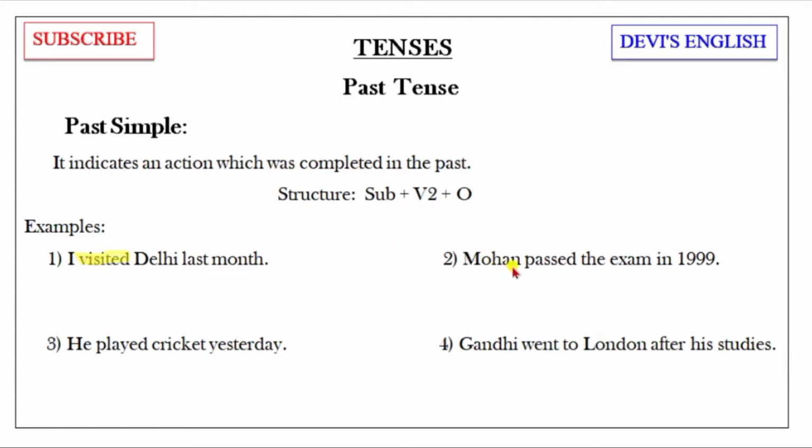Next one, Mohan passed the exam in 1999. So Mohan passed, that verb indicates a past action. So it was completed in the past. It is a simple past sentence. It indicates a completed action. According to this verb, we find that it is in simple past.